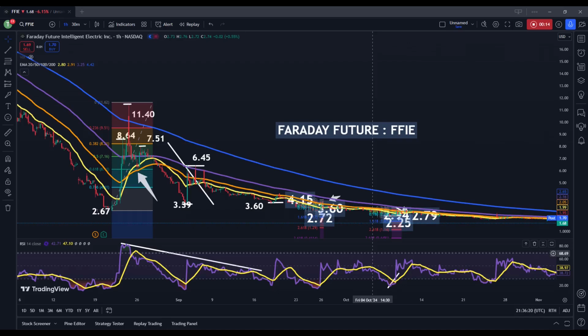Here is the current stock market update for Faraday Future Intelligent Electric Incorporated, stock ticker FFIE.